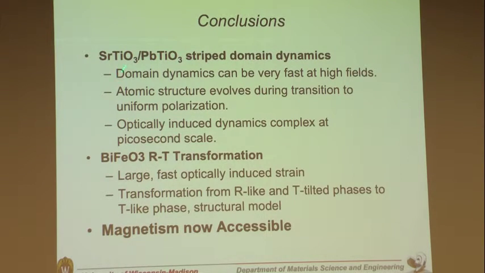Let me just remind you, there were three things I wanted to talk about: the striped domains and their dynamics, and that the optically induced dynamics are complicated at the picosecond scale, but ultimately give you a picture that tells you about this transformation, that there's this R to T transformation, and we can drive that optically, and that there's some hope. I guess I said magnetism now accessible here. I probably should say magnetism with some more words in the middle. Magnetism may become accessible once you guys complete your beautiful upgrade.